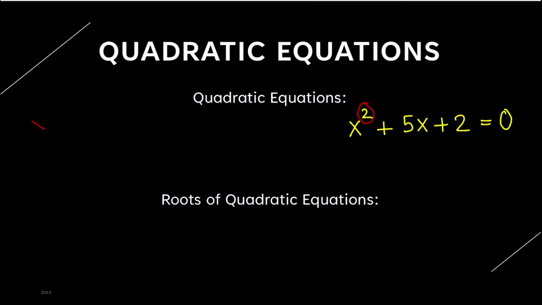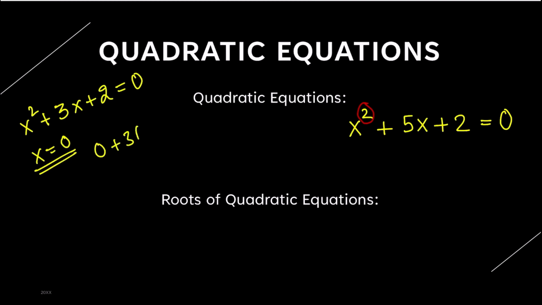Now, suppose we have an equation. Suppose I am just writing it down, x square plus 3x plus 2 is equal to 0. This is a quadratic equation, right? Now, first I start with x is equal to 0. Will this x is equal to 0 be a solution to this? 0 plus 3 times 0 plus 2 is coming out to be 2, and it is not 0. Hence, x is equal to 0 is not a solution.